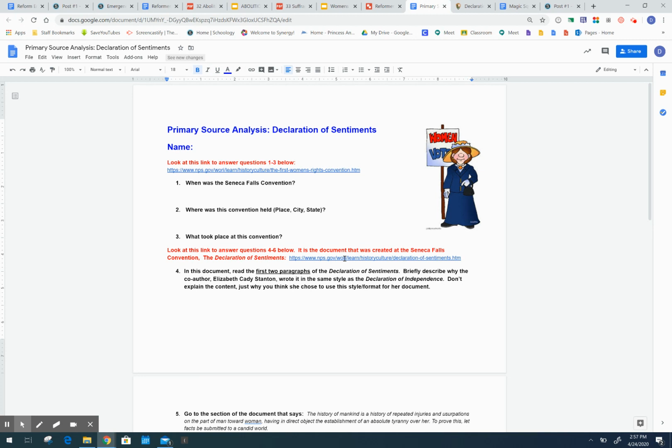This was the document that they created at the first Women's Rights Convention in Seneca Falls, New York in 1848. So if you want to know a little bit more about where the women's rights movement started and what they were trying to bring about in terms of change, this would be something that I would suggest you focus on, maybe instead of the reformer quilt piece.